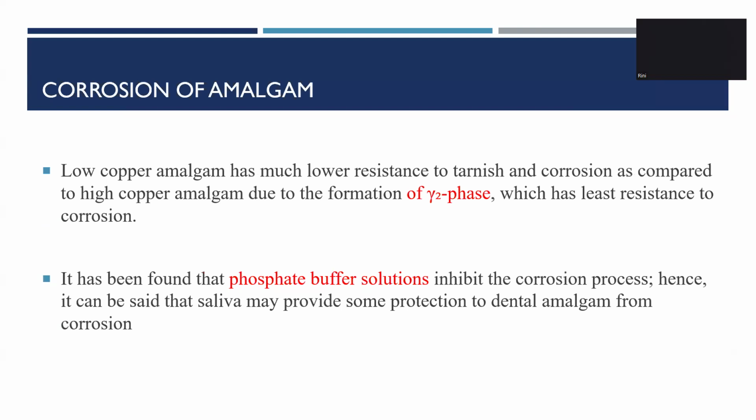Corrosion of amalgam. Low copper amalgam has much lower resistance to tarnish and corrosion as compared to high copper amalgam due to the formation of the gamma 2 phase, which has the least resistance to corrosion. It has been found that phosphate buffer solution inhibits the corrosion process. Hence, it can be said that saliva may provide some protection to dental amalgam from corrosion.